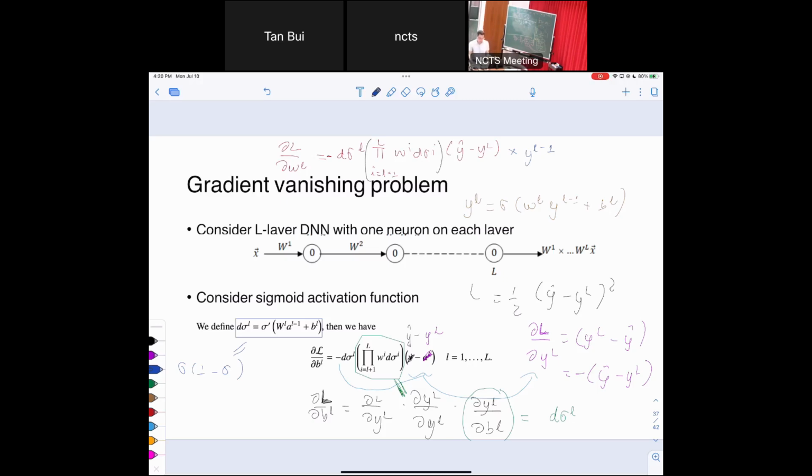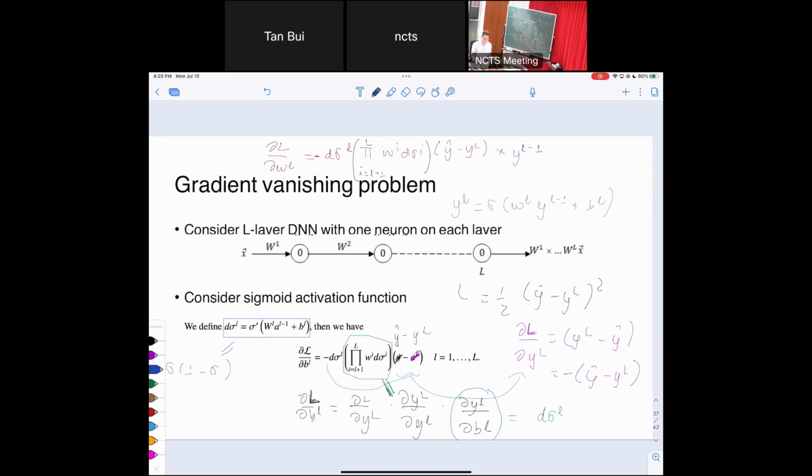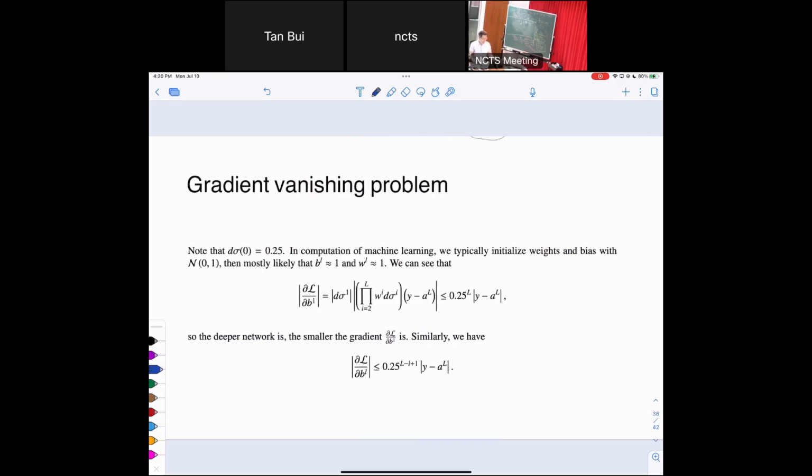All right, you see that the red term there and this are exactly the same, so we don't need to change anything. Any concern before I move to the next slide? Okay, then we are close to the gradient vanishing problem.